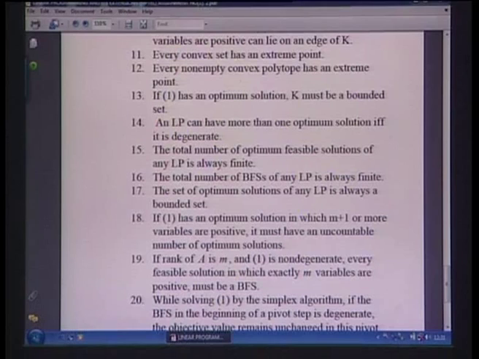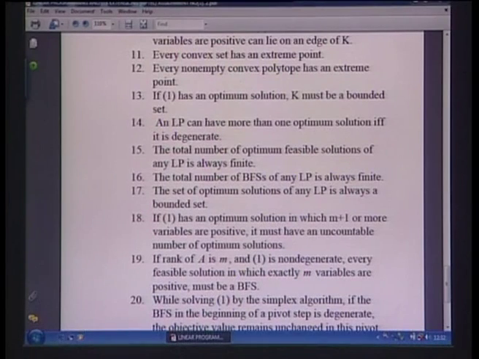Now question 19, if rank of A is m and the LP is non-degenerate. Yeah, I thought I should take this up because I want to introduce you to the definition of when we say that an LPP is non-degenerate. That is when every basic feasible solution is non-degenerate. This is possible in a lot of combinatorial optimization problems also. You have a situation where you know that any basic feasible solution will be non-degenerate. So that's what we say. Rank of A is m and the LP is non-degenerate, and every feasible solution in which exactly m variables are positive must be a basic feasible solution. So I would like you to think about it and answer the question.